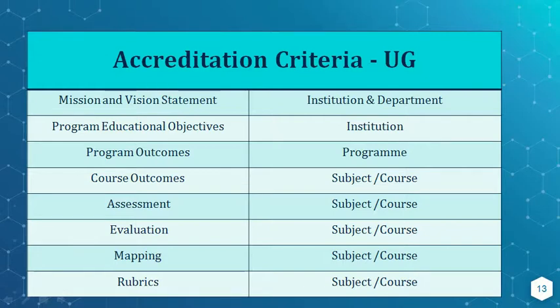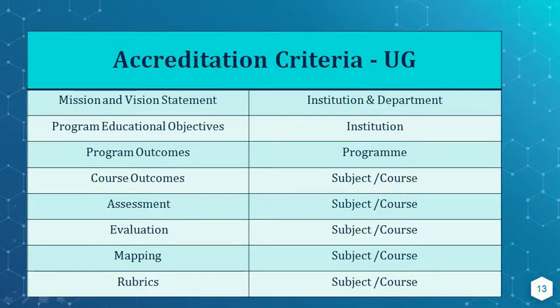Then we should have program educational objectives, which means what is the objective of the program at the end. It is institution-wise. When the students come out of the program after 2 years, what are the achievements, whether their objectives are achieved or not, that kind of evaluation will be done in PEO, and it is institution-wise.